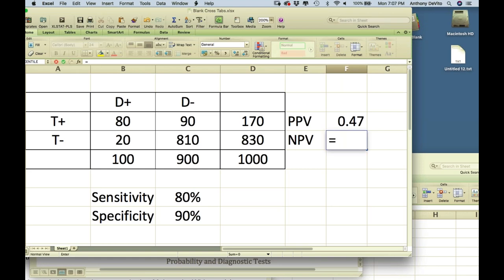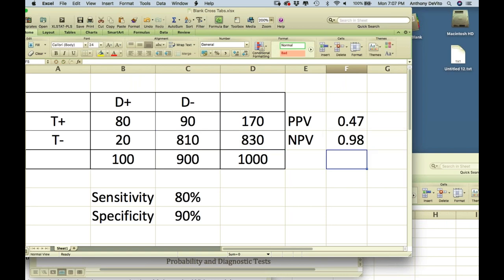Okay, let's see. You got the right idea, right? 810 people are negative and tested negative, out of a total of 830 people that tested negative, but don't necessarily have the disease. Total number of people tested negative is 830. 810 of those are correct. So the negative predictive value is 98%.